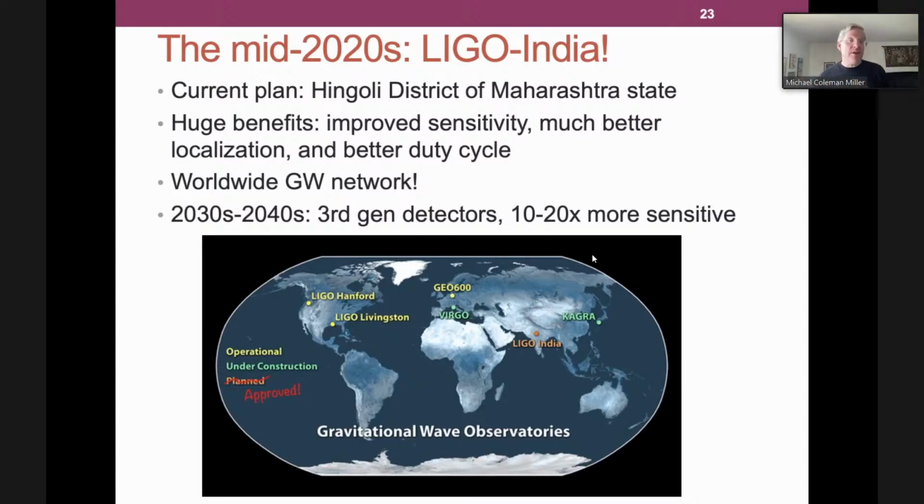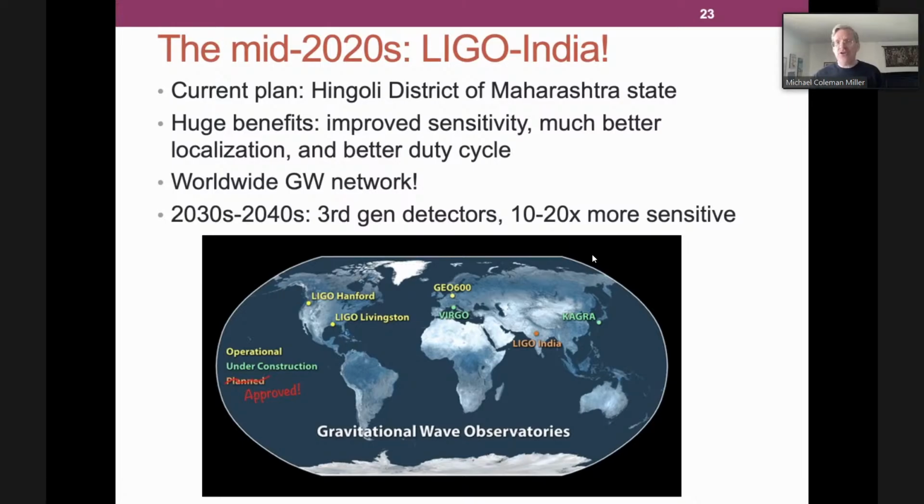In the 2030s to 2040s, people are talking about third generation detectors. We are currently in the second generation. These are going to be 10 to 20 times more sensitive than even LIGO is right now. That will allow people to see much greater distances. The ones we do detect, we can detect with far stronger signal, learn more with greater precision. It will be a remarkable advance.